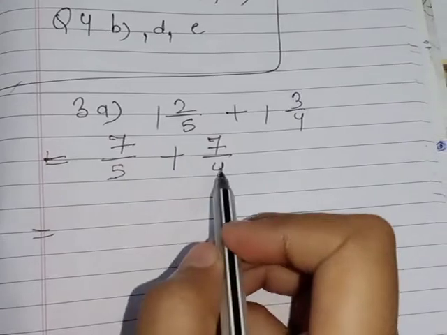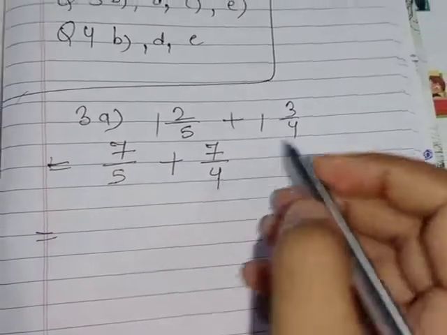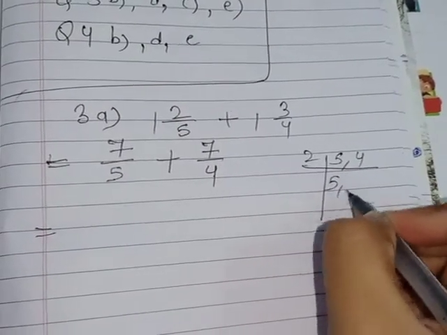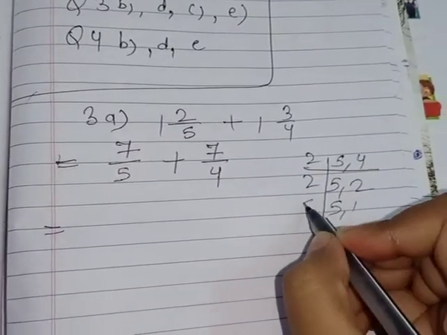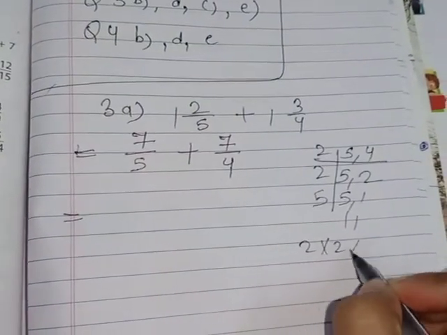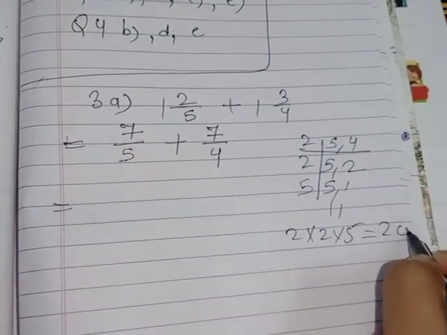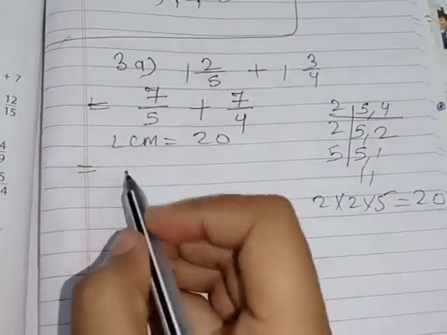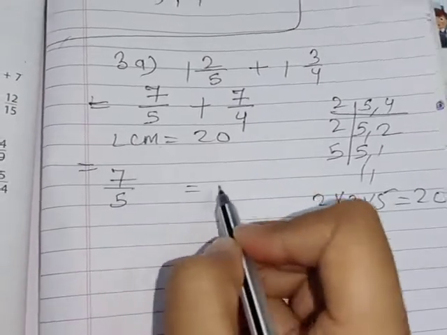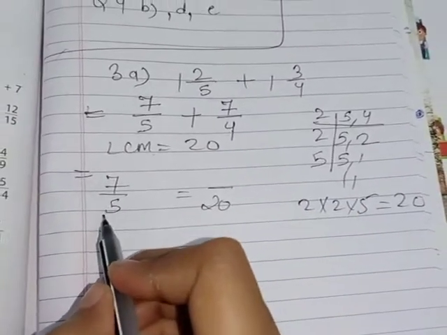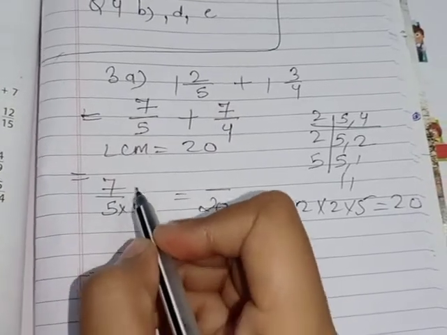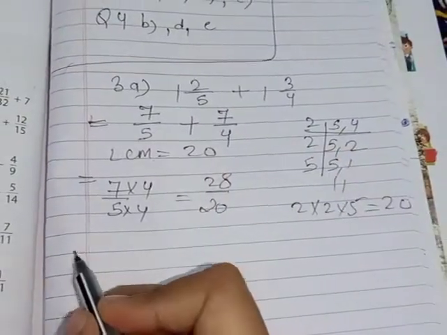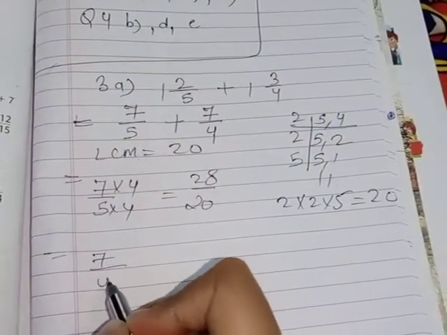Therefore, when we have different denominators for doing addition in fractions, we will find the LCM of those denominators. All the prime factors we will multiply. 2 2s are 4, 5s are 20. LCM in the question we get is 20. With this LCM we will solve both the given fractions. In the table of 5, 20 comes in 4 times. Therefore, in the numerator also we will multiply with 4. 7 4s are 28.